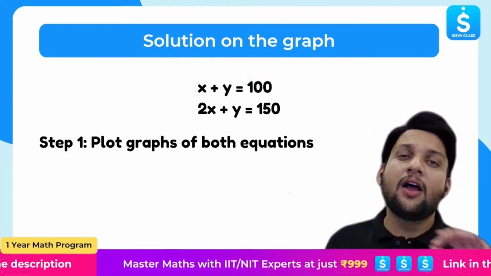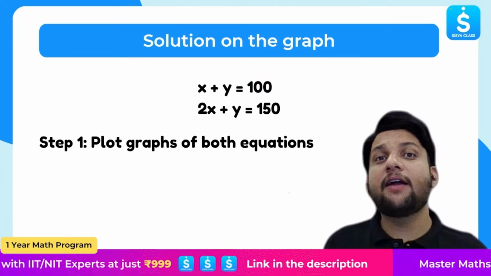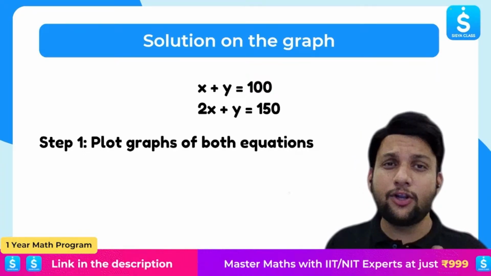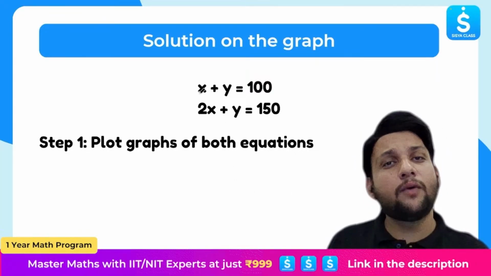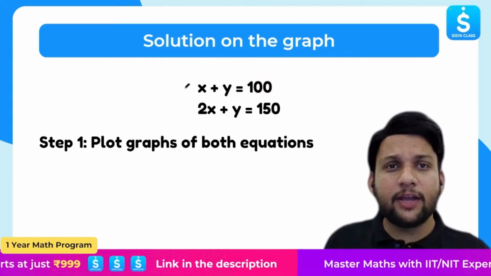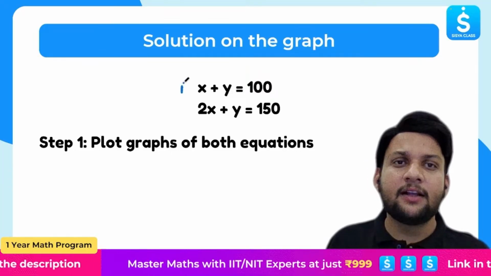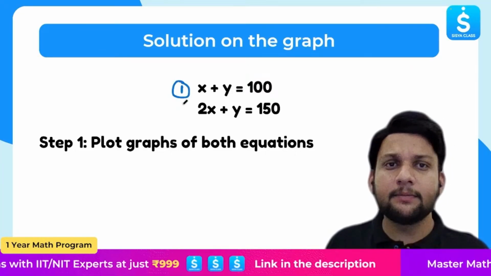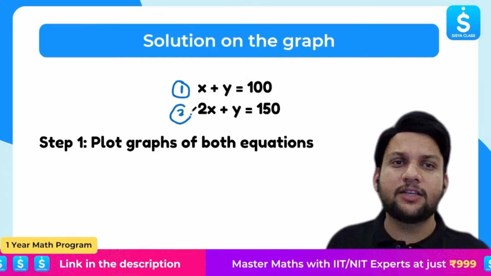Now, the first method to find the solution. The solution for one linear equation can be infinite, but when we have a pair of linear equations, pair means what? Two. When we have two linear equations, how do we find the solution on the graph? So here we have two equations in front of us. First is x plus y equals 100. Second is 2x plus y equals 150.